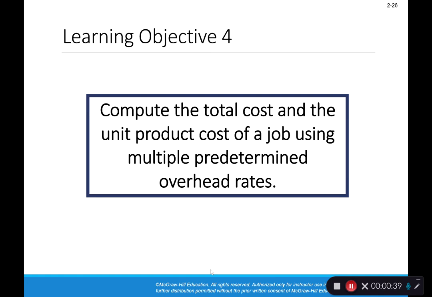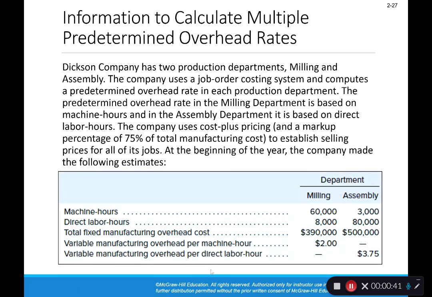So let's do this. All right, so we've got Dixon Company, which has two production departments, milling and assembly. The company uses job order costing to compute their overhead rates. The predetermined overhead rate for milling is based on machine hours. Assembly is based on labor hours. That should kind of make sense. Milling's like drilling things and cutting things, so that's going to use machines, so it makes sense it's based on machine hours. Assembly is putting stuff together, probably done by humans, so that's based on labor hours.